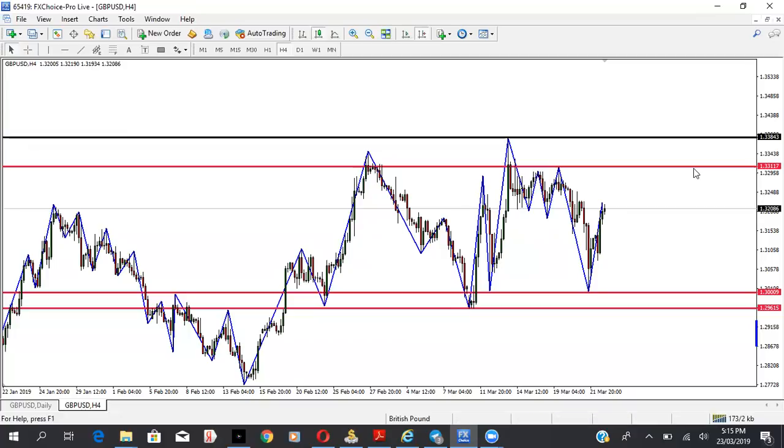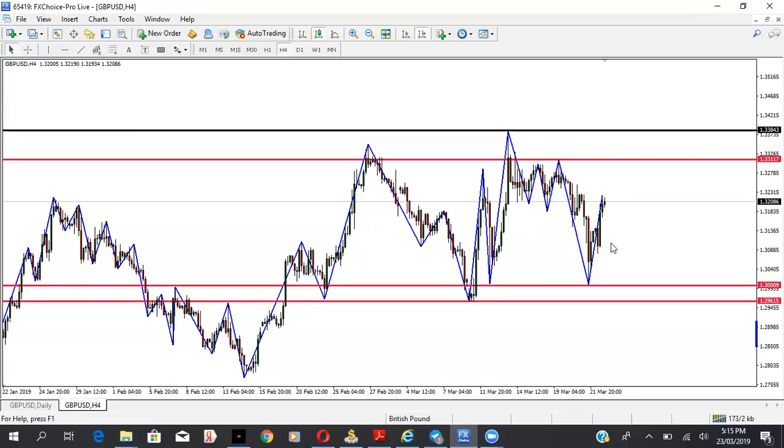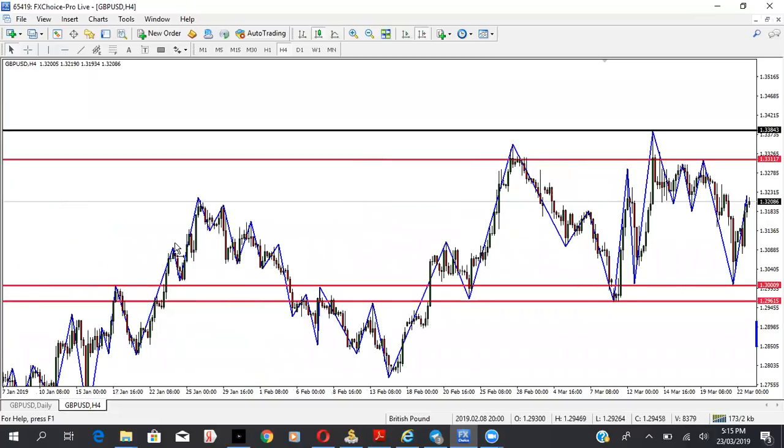And that recent high is at 1.3311. I have that level picked up. So what do I do? I simply wait. You simply wait for price to get to that point.